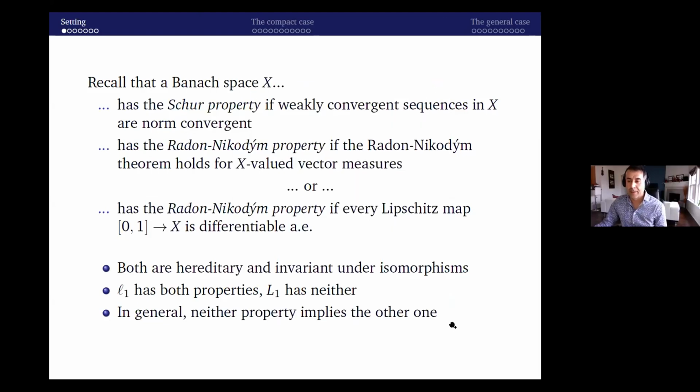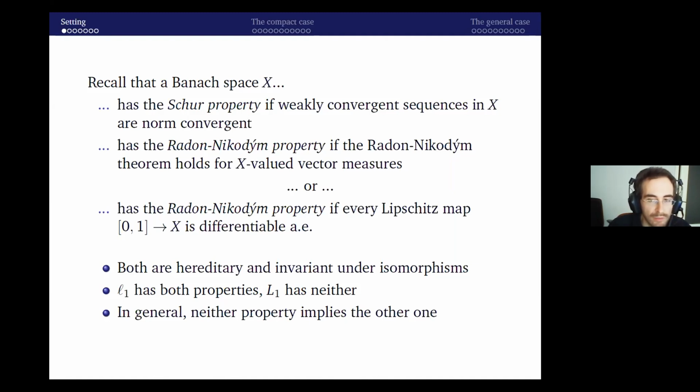Okay, well, anyway, you already knew what I told, so that won't be a problem. I was just saying, both of these properties pass to subspaces. Little L1 has both of them. In fact, little L1 is the prime example of a space with the Schur property, and capital L1 has neither of them. And in general, neither of these properties implies the other one, even for subspaces of capital L1, for instance. But I will show today that for Lipschitz-free spaces, they are actually equivalent properties.